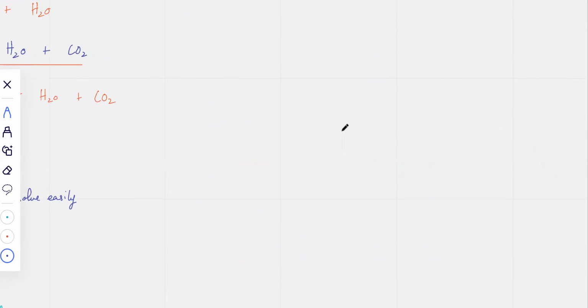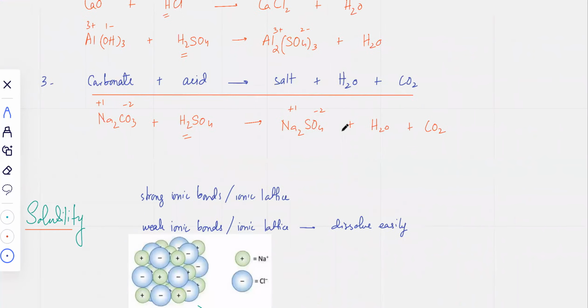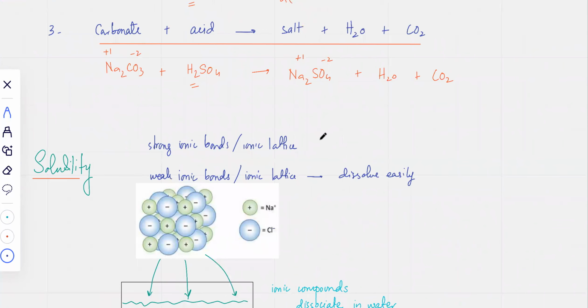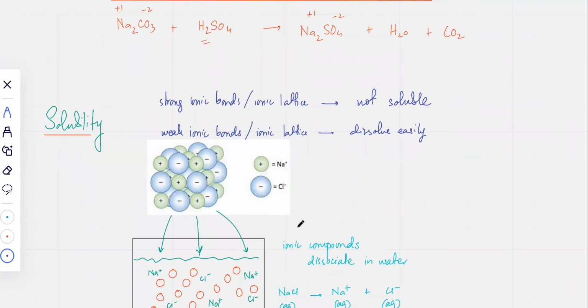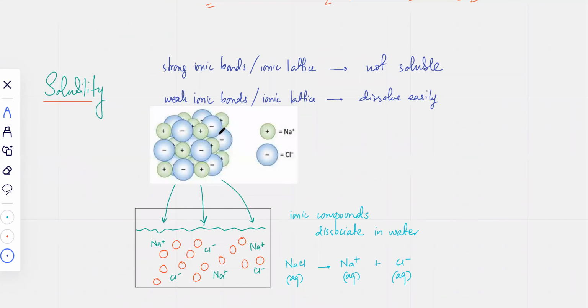But if something has a very strong ionic lattice, it's not going to dissolve easily. You would have to stir the crystal very strongly, because the ions will not scatter, as they are attracted to each other so strongly. An example is marble. Marble is an ionic compound, but if you put a piece of marble in water and even stir it with a spoon, it's not going to dissolve.